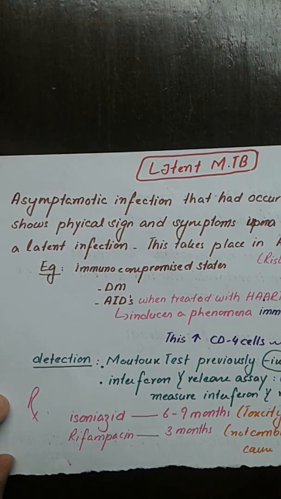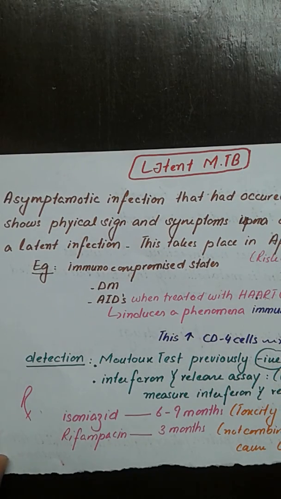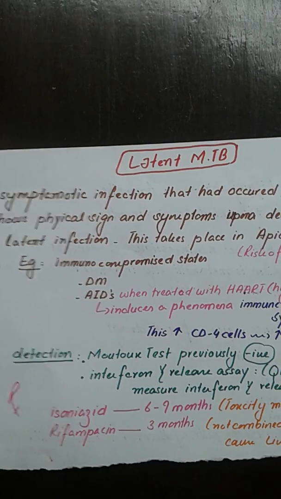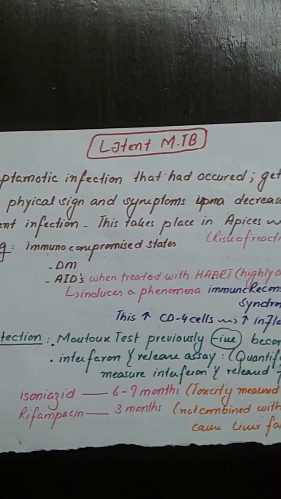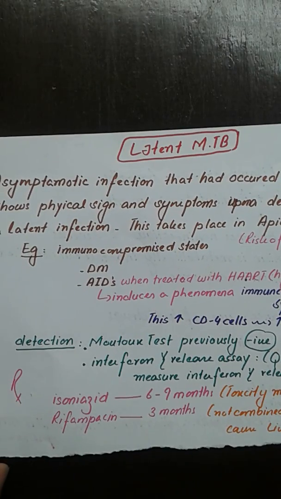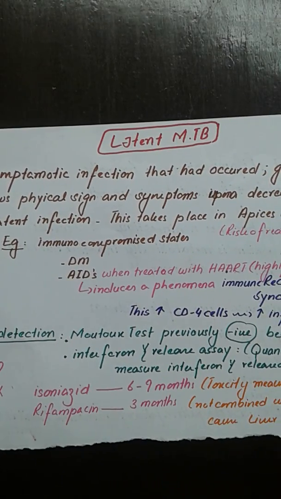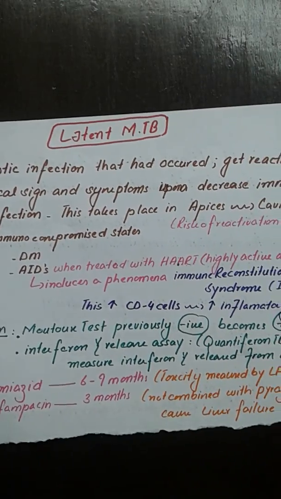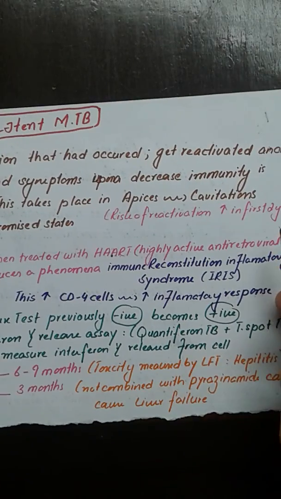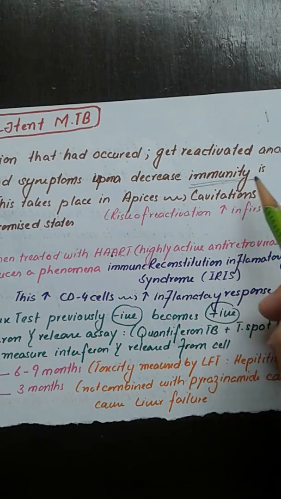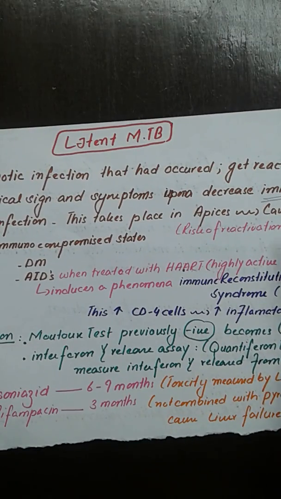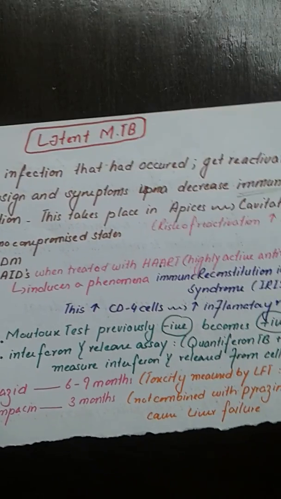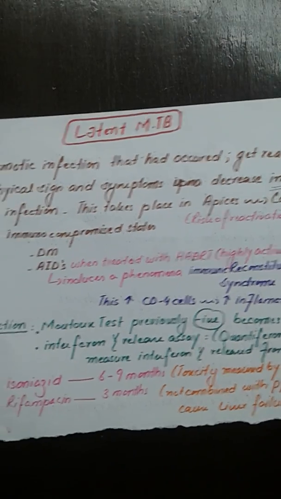Now, our last point is latent TB. Latent TB is an asymptomatic infection that has previously occurred but has gone unnoticed. But it can be reactivated at any point in life, which will show a lot of physical signs and symptoms which are much more severe than the actual disease, because your immune system has been compromised. When immunity shuts down, this again gets reactivated, and now it will form lesions in the apices of the lungs and later on cavitate there.